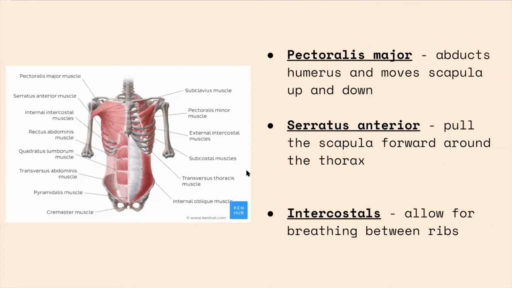We have the intercostal muscles, which allow for breathing between the ribs. So between the costals, the ribs, between the ribs, intercostals. Anyone have any questions?